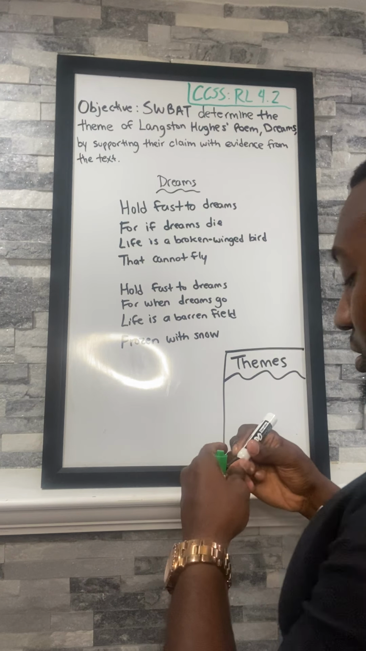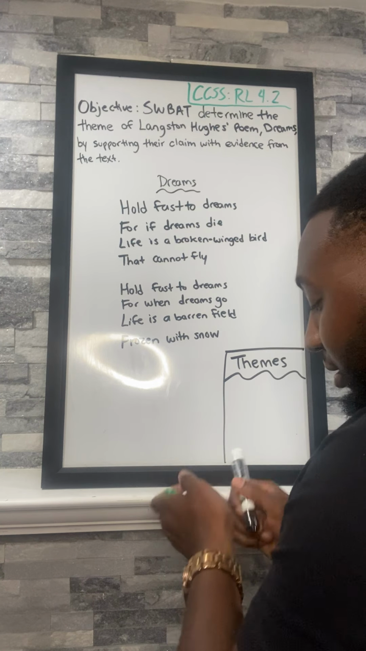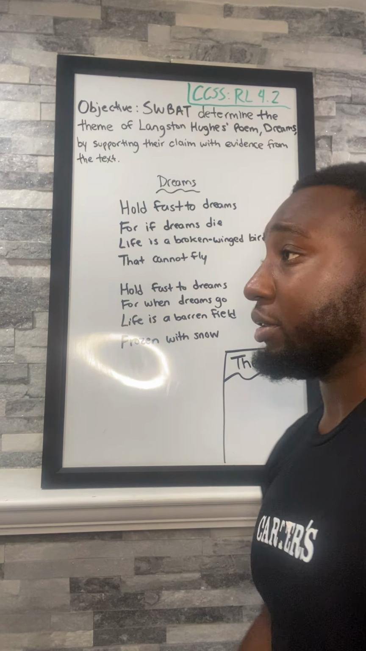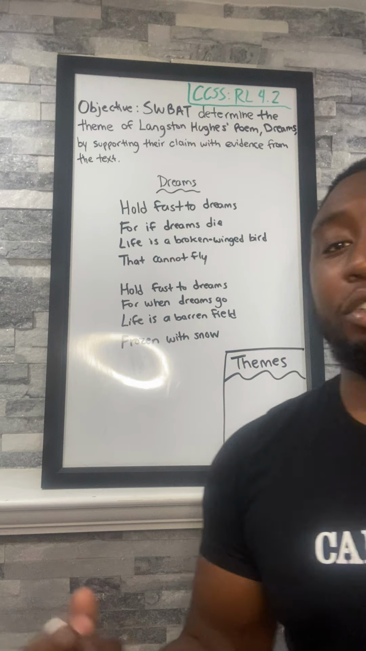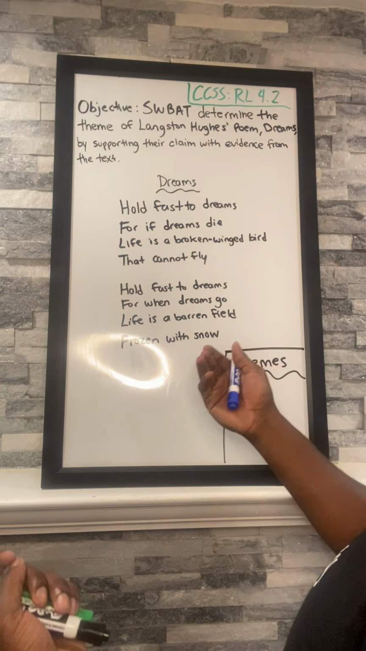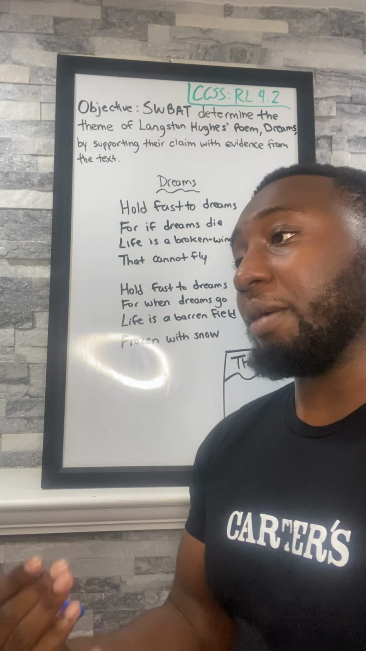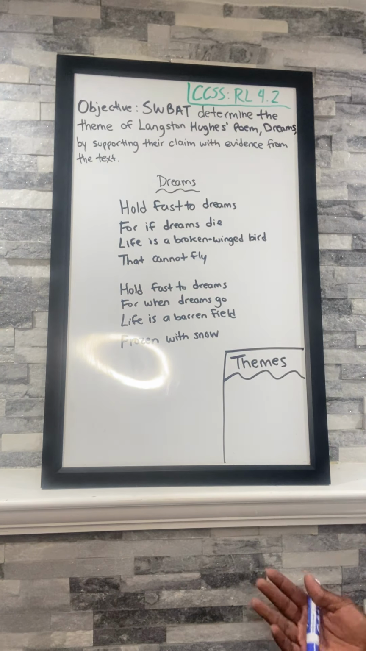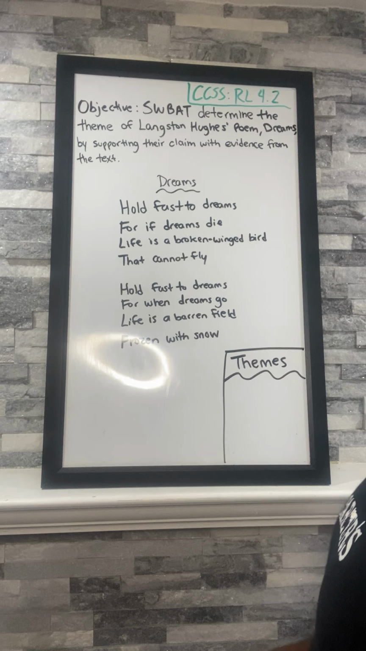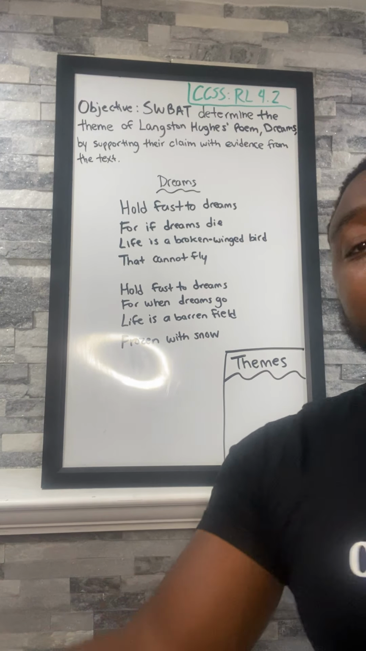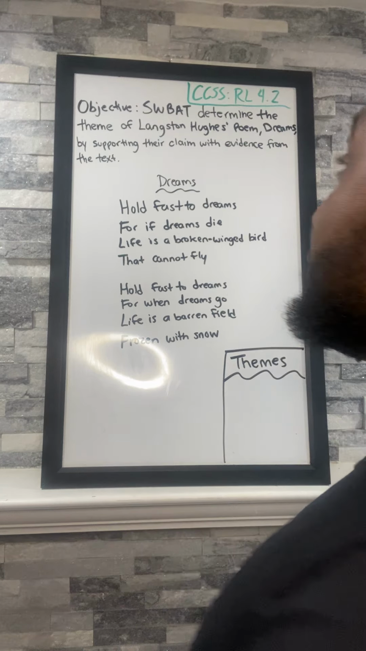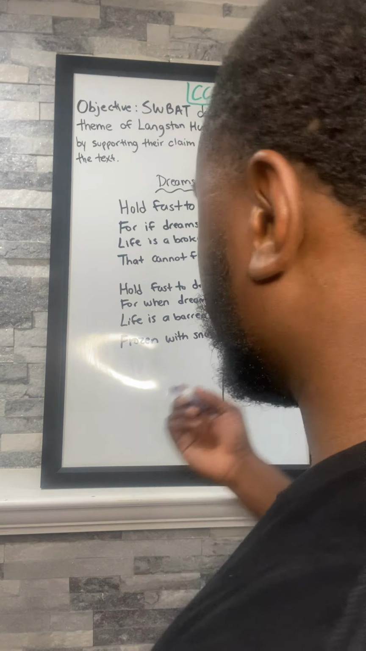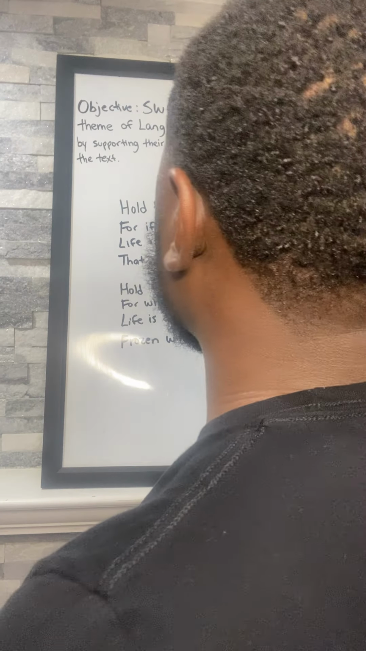If I'm going through my mock right now, I'll simply say, good morning, students. We're going to go over the objective today. We're going to learn about theme. I'm going to read the objective, then I'm going to ask you what you think about the objective as well. The objective: students will be able to determine the theme of Langston Hughes' poem "Dreams" by supporting their claim with evidence from the text. Now I ask a student to read that, and then I'll ask, okay, so what exactly are we going to do? Some of them will say we're going to understand the theme or determine the theme.